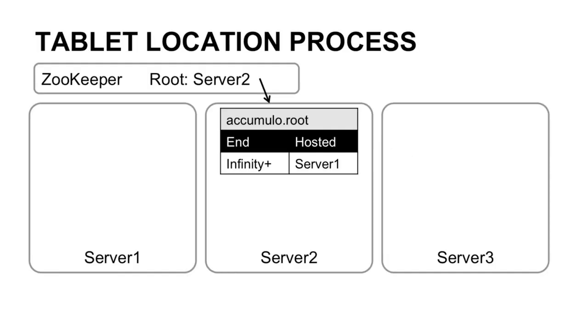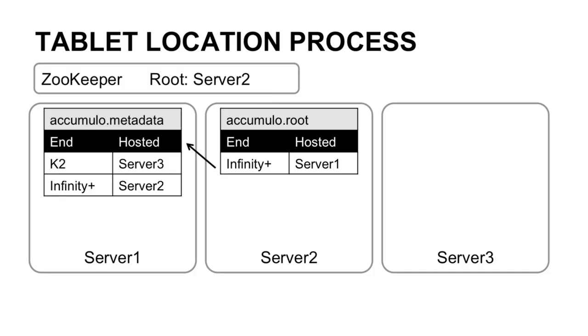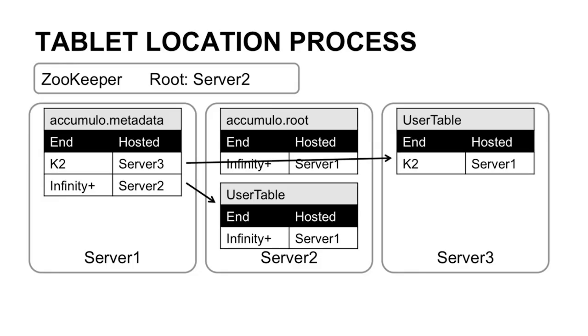One of the things Zookeeper does is to keep track of the location of a tablet called the root tablet. This tablet never splits, and it stores the split points and locations of all the tablets in the metadata table. The metadata table in turn stores the splits and hosting locations of all the other tablets in the system. So a client needs only to be told how to find Zookeeper. From Zookeeper, it will learn the current tablet server hosting the root tablet.